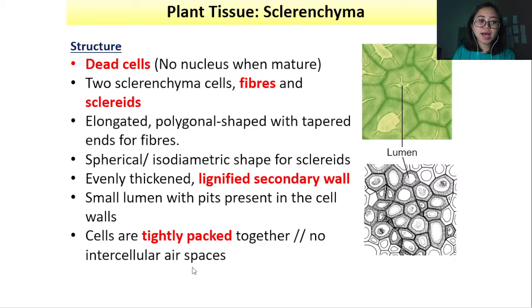The cells are tightly packed together with no intercellular air spaces. Kalau kamu rasa collenchyma tadi sudah cukup padat, sclerenchyma ini lagilah padat. So dia sangat-sangat padat dan langsung tiada ruangan di antara sel.